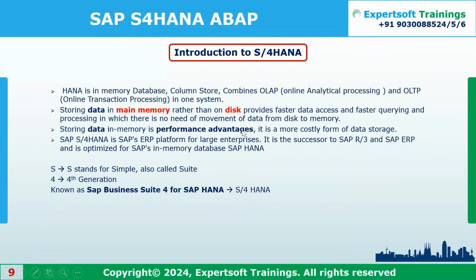Okay, this slide is clear. I will explain this in the next slide as well. But till now, theoretically, why is S/4HANA faster? Because it uses an in-memory database and it uses the columnar approach. These are the two major reasons the system is faster as compared to the older system.